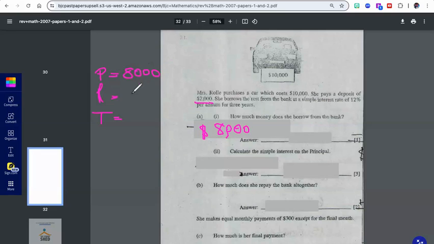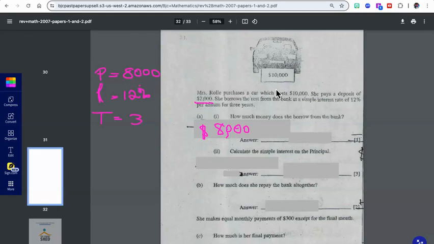Good. What is the rate? The rate is always in percent amount. Good. The rate is 12. And then what is the time? Good. The time is 3 years. Awesome stuff. Okay. So the rate is 12, principal is 8,000, and time is 3.